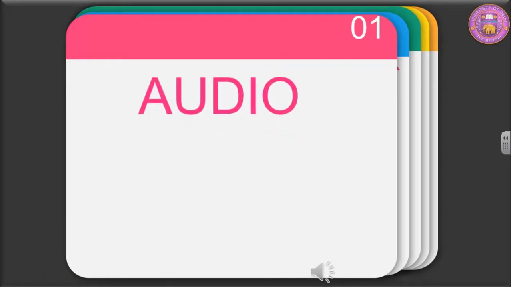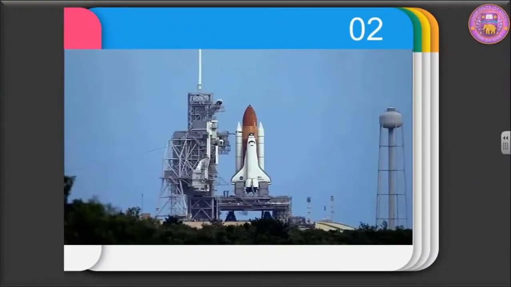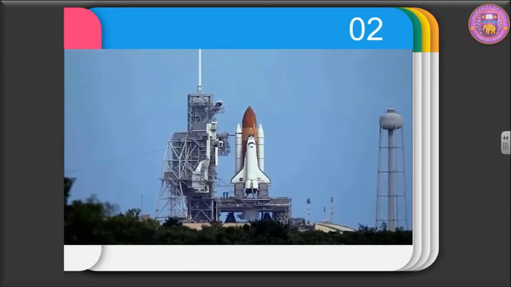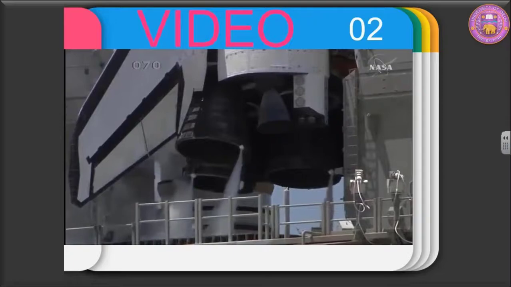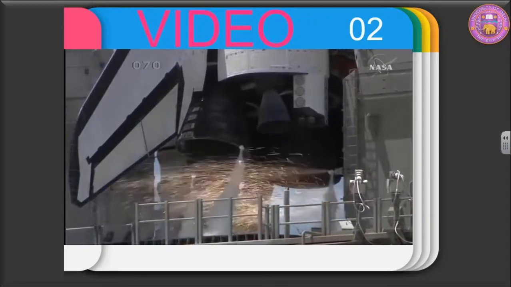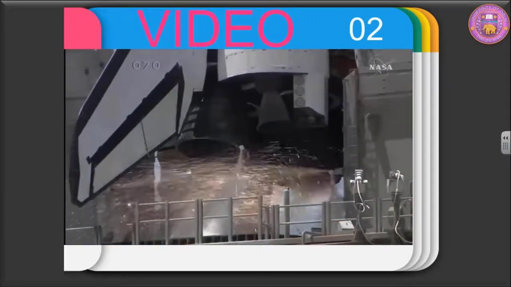Let's look at the examples of these things. Computer can play audio for us. It has the capability to play video. We can play different types of video in the computer. Let's look at this example.